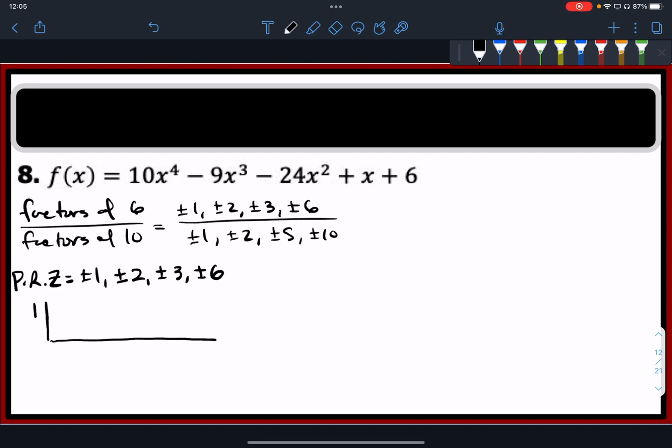So let's see. We have 10, negative 9, negative 24, positive 1, and 6. No, this is not going to work. No, so this did not work. So positive 1 didn't work. So let's try the opposite. Let's try negative 1.